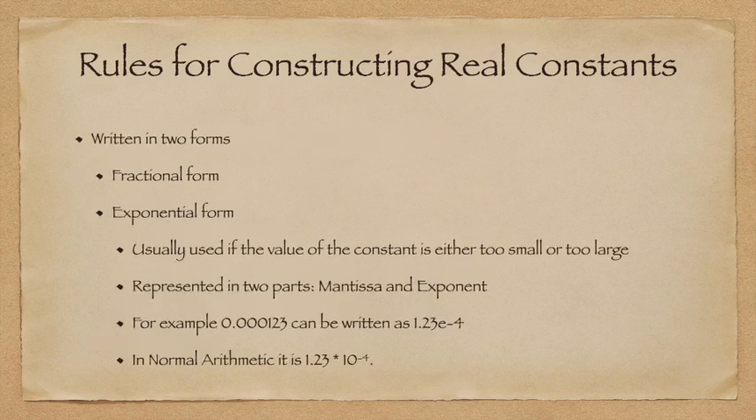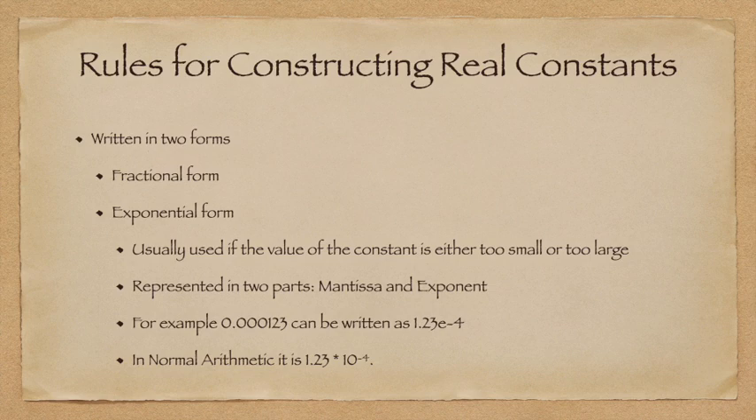Coming to the exponential form of representation, we usually go for this kind of form when the constant is either too large or too small. It has two parts, the mantissa and the exponent. For example, 0.000123 can be written as 1.23 e to the power of minus 4.